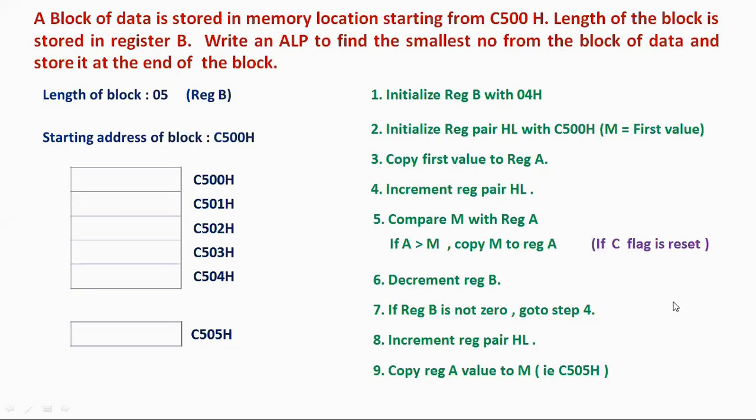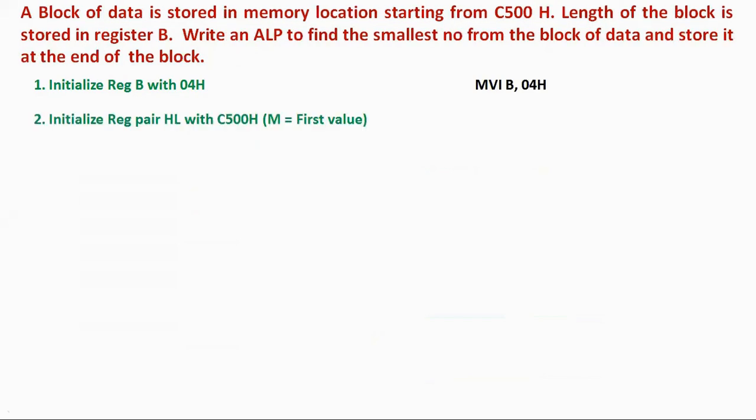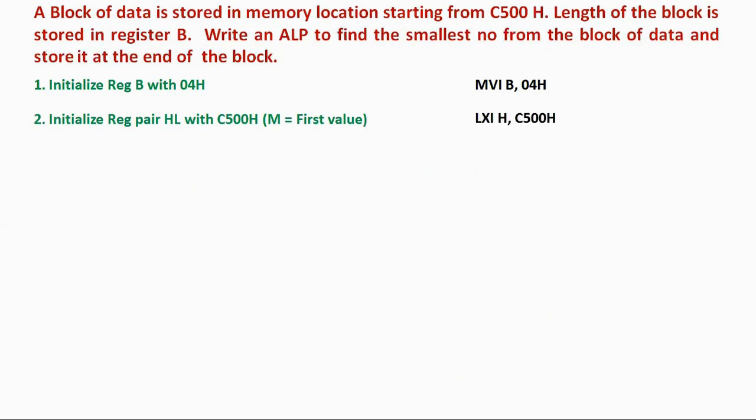So this is the algorithm to find the smallest number from the given block of data. Now we'll write the assembly language instructions for each and every statement. The first statement is to initialize register B with 04H. To put this value 04H into register B, we'll use the instruction MVI B, 04H. Next is to initialize register pair HL with C500H. To put this value into the HL pair, we'll use the LXI instruction: LXI H, C500H.